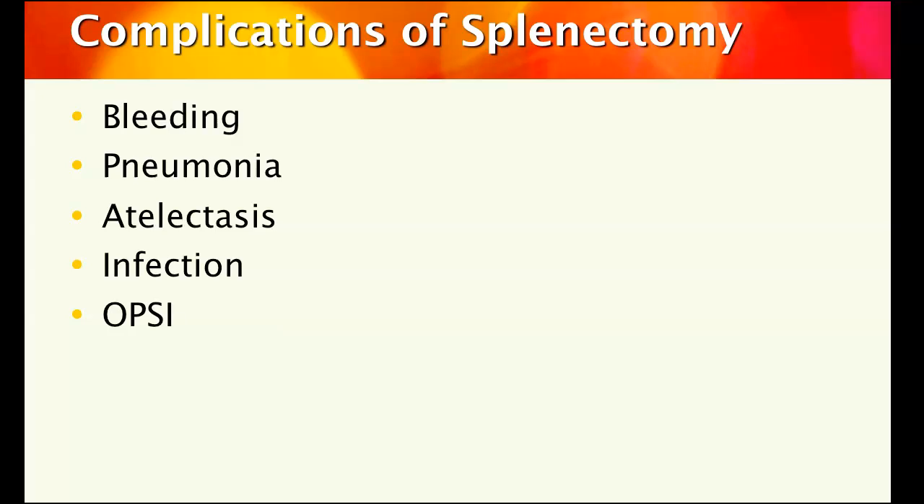Some of the complications: you want to inform the patient that they are at high risk for infection. So we want to make sure that we teach our patients the signs and symptoms of infection so they can act promptly. We want to teach them measures to prevent infection. That could include getting the pneumococcal vaccine. We talk to them about getting their flu vaccine. Those are all things that we teach the patient post-operatively. And then of course, there's the high risk for surgical complications: bleeding, pneumonia, atelectasis.